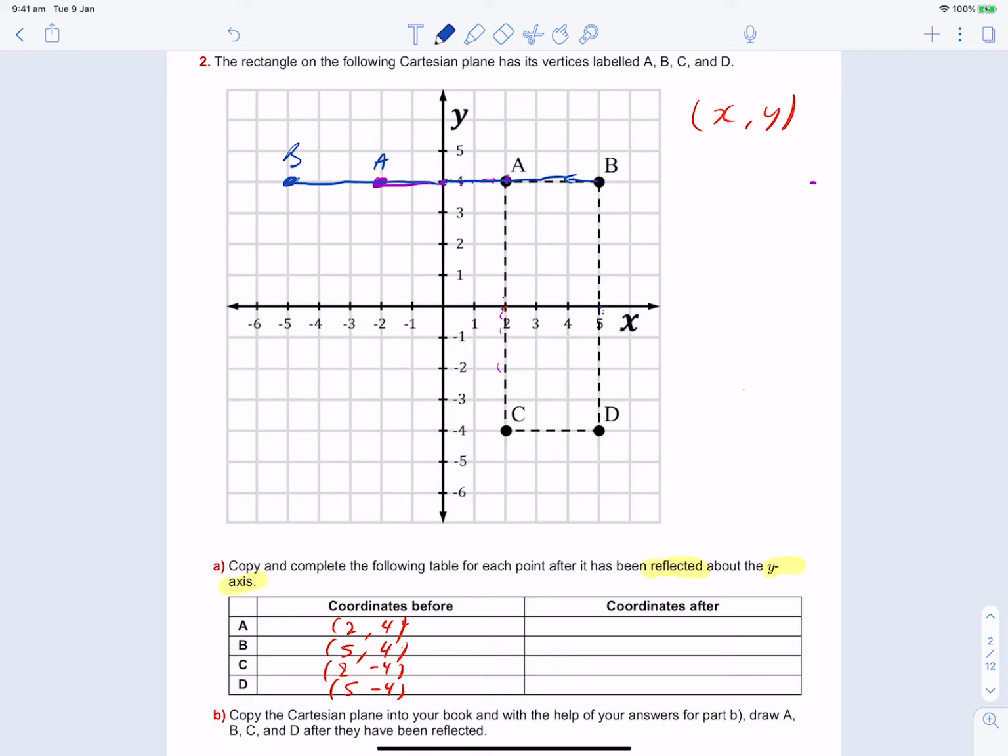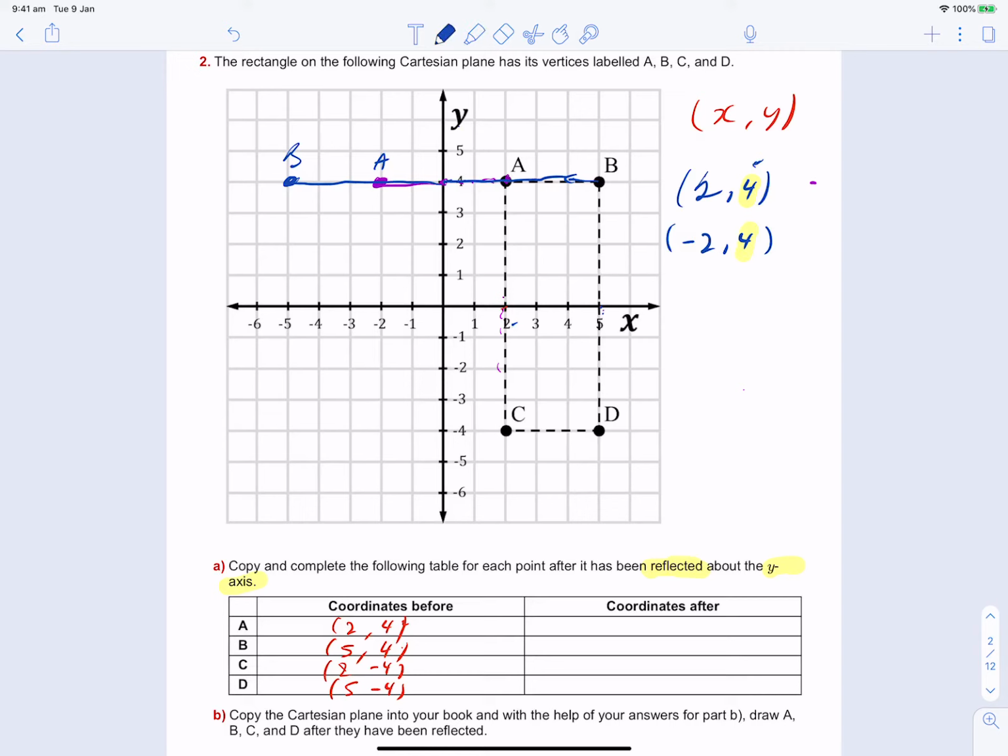So in our first one, A was sitting at 2, 4, and it's now changed to minus 2, 4. So its height hasn't changed. When it's reflected in the y, this part stays the same. But this part, the sign's been flipped.